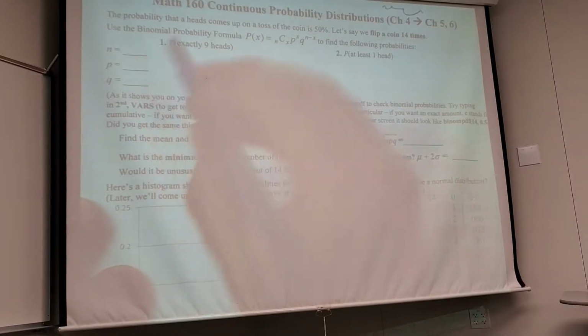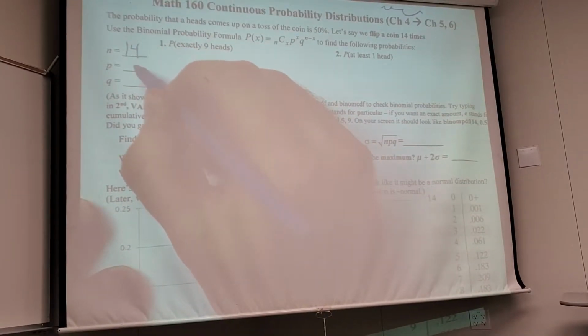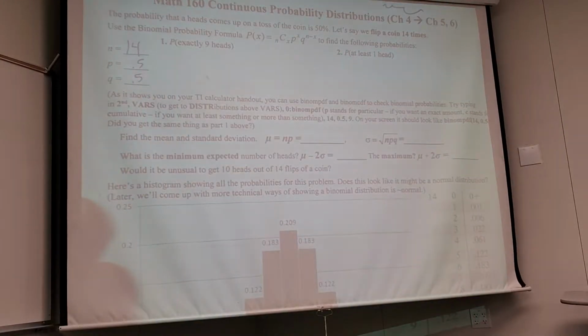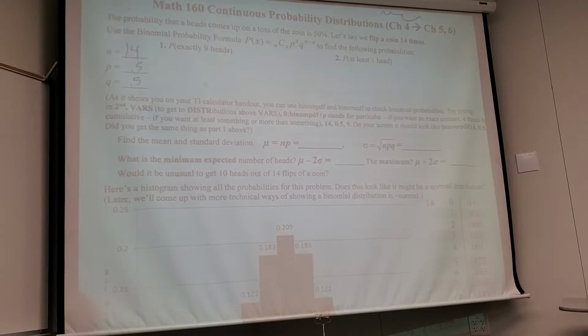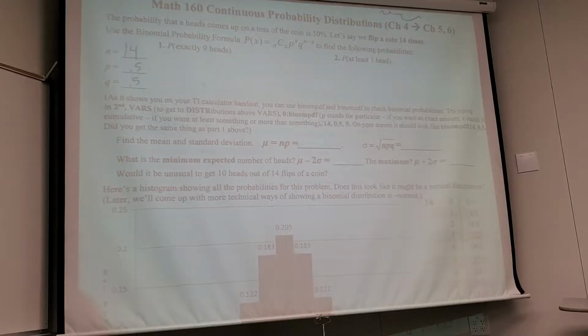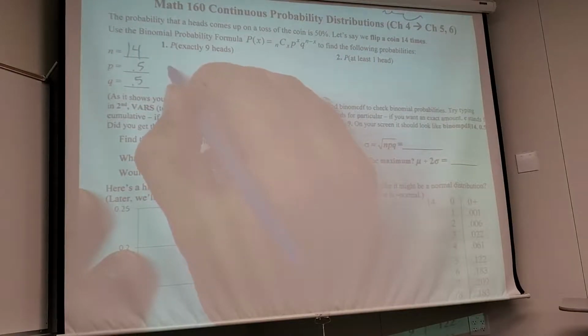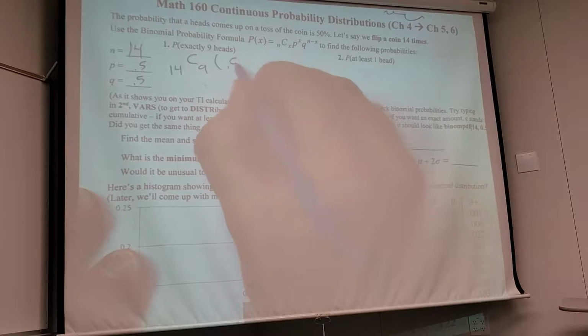So obviously for this, what's N? 14. And P? Yeah, so 50-50 chance. So let's say we want exactly 9 heads out of 14 flips. How do I set that up? Good. 14 flips. Choose 9 of them to be heads.